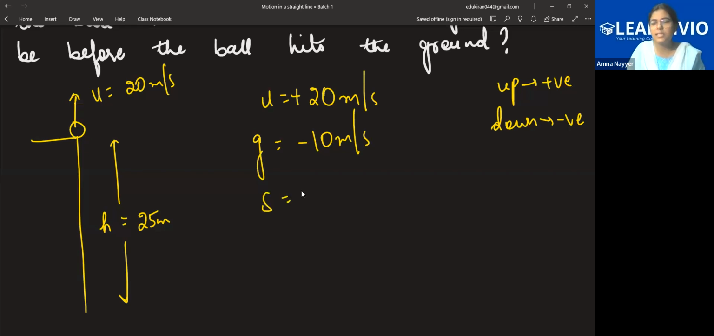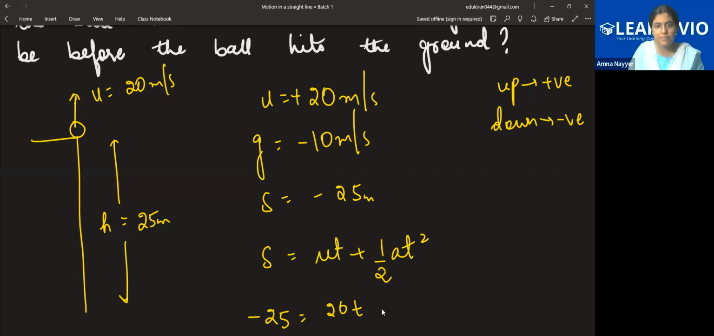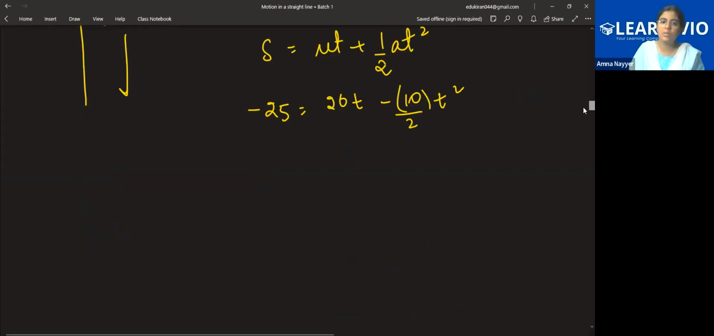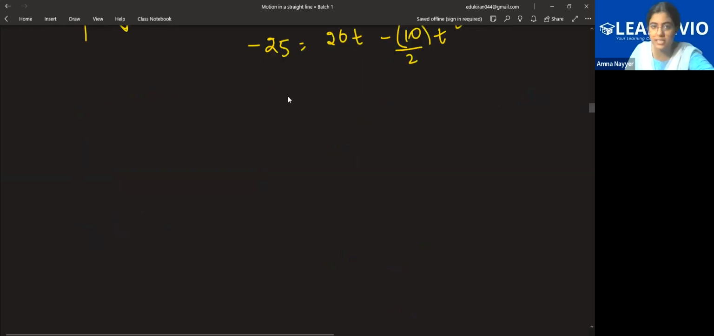And what is the distance given? Distance is also downward. So I'm taking it as minus 25 meters. Time I have to calculate. So same equation I'll use, ut plus half at square. So this is minus 25 equals 20 into t minus, this is 10 by 2, right? So this is minus 10 divided by 2, half a t square. T square is missing. So see, we have a full-fledged equation this time, right?